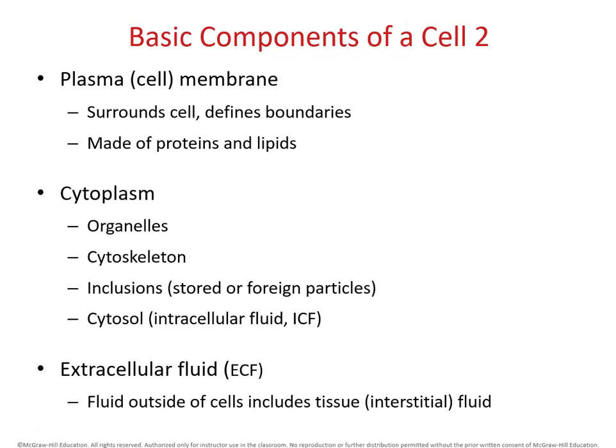On the inside of the cell is something called cytoplasm. Cytoplasm is the fluid in which all the organelles, the cytoskeleton, and any foreign particles are found. And that cytoplasm, the fluid that all those things are in, is called the cytosol. And finally, there is fluid outside of cells, and this is called interstitial fluid. So that was a very quick introduction to cell theory and the very basic parts of a cell that are common to all cell types.